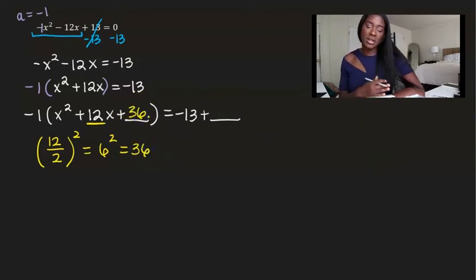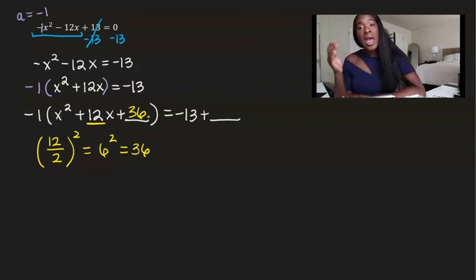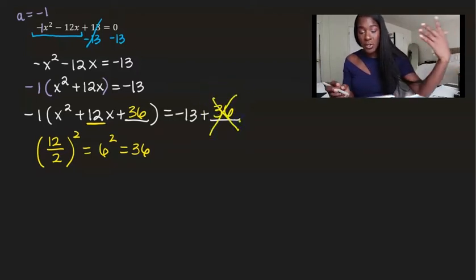So I put 36 on the inside of the parentheses there, and this is the point where things can get kind of tricky in this type of problem. Because what I'll see a lot of my students do is they'll say, okay, I put 36 on the inside of the parentheses there, I also need to add 36 on the other side of the equation, but that's wrong. That's what we don't want to do here.